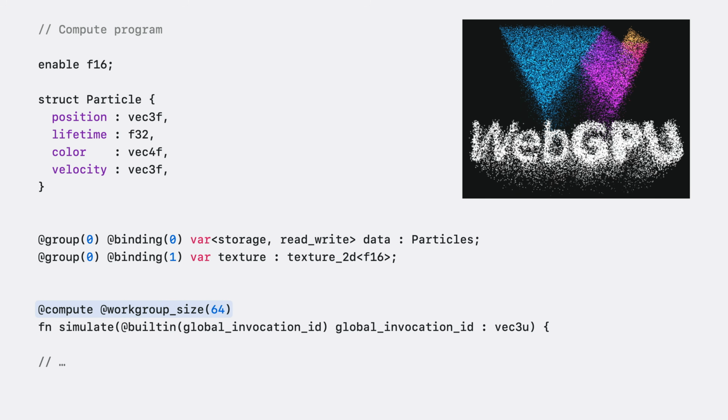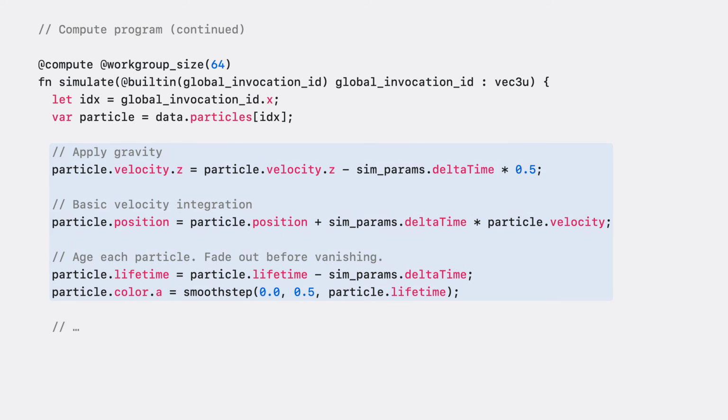The compute program requires a workgroup size, which defines the size of the grid the compute shader will execute over. We'll also use the global invocation ID, which is the position in the entire grid. This is a built-in variable which can be used without needing to pass anything from JavaScript. The body of the compute shader updates the particle simulation, applying gravity, velocity, and elapsed time. You can perform any computations you'd like in a compute shader, and it executes in parallel with incredible performance on the GPU.